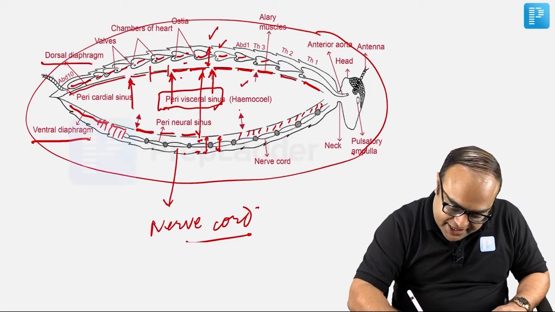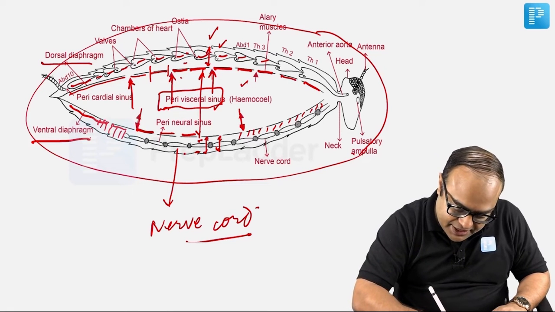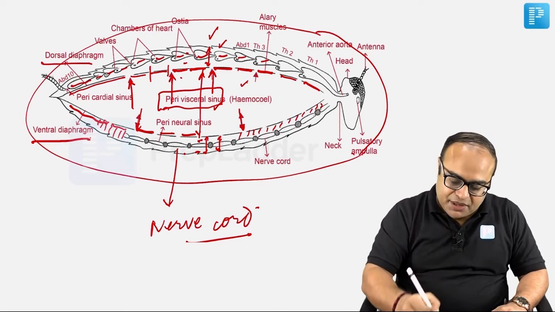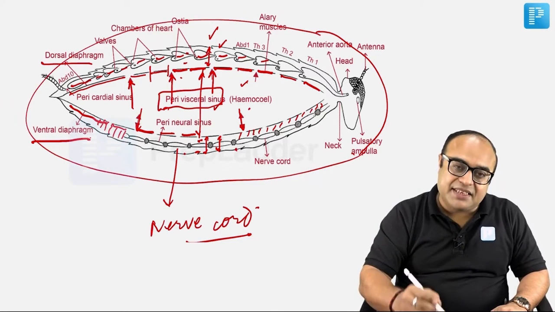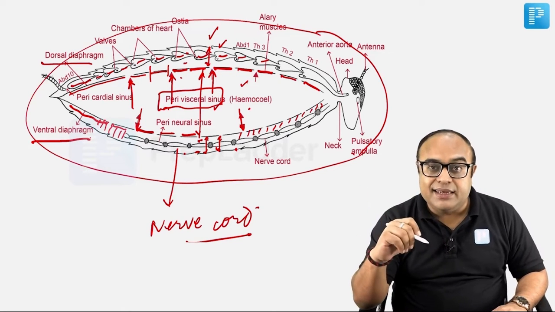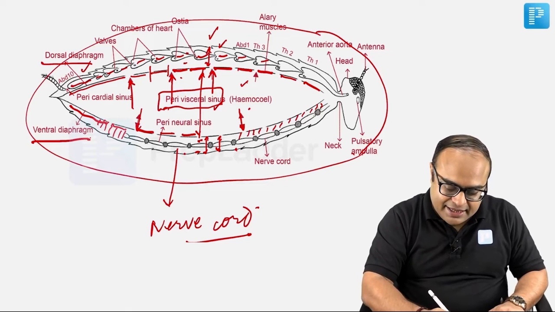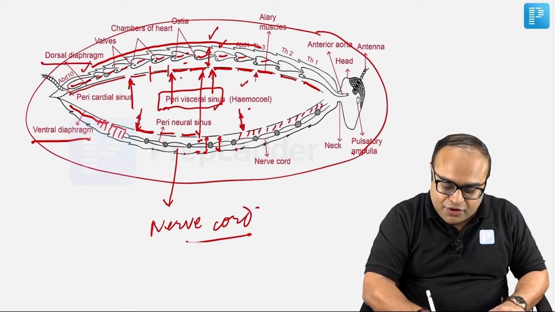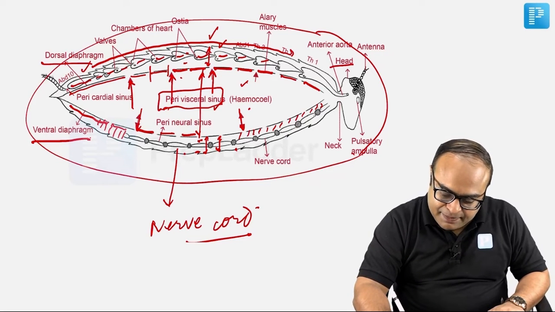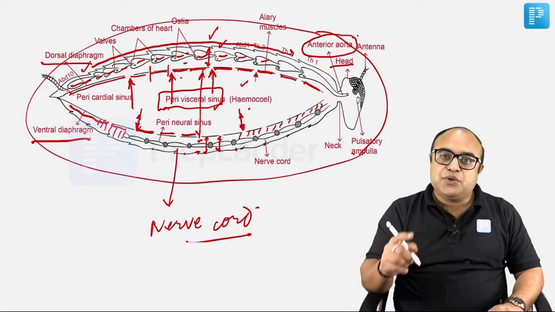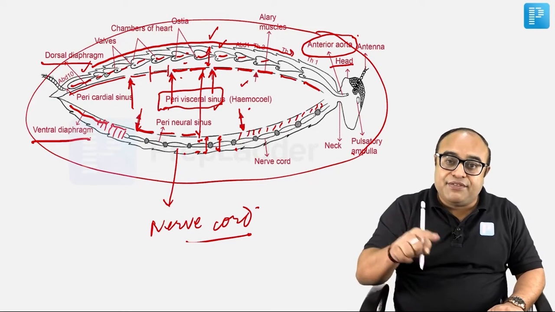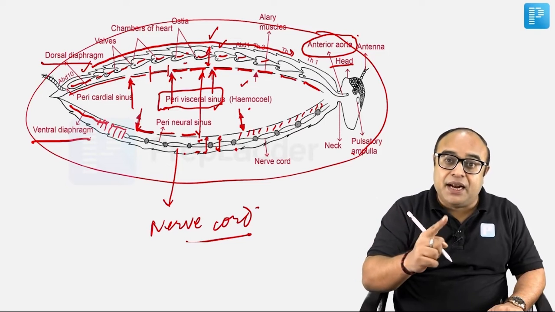See, on both the sides over here as well, they are fenestra or sphincters through which blood will pass from the perineural sinus into the perivisceral sinus, from the perivisceral sinus into the pericardial sinus, and from the pericardial sinus into the last portion of the heart. From here the blood will flow through all the chambers and go into the head through the anterior aorta. This is the second concept which you must remember, the flow chart of the blood, how it flows.